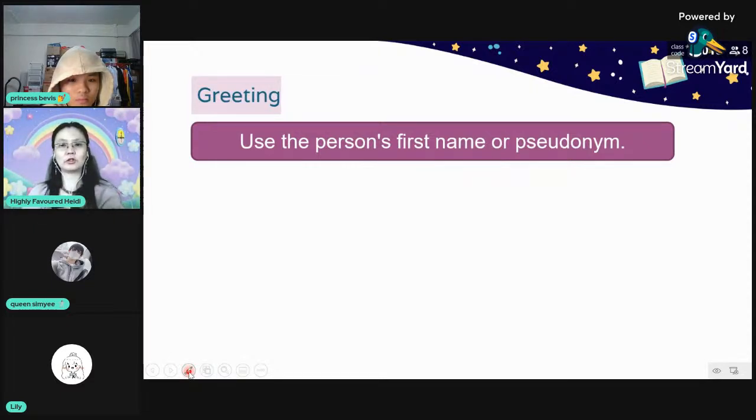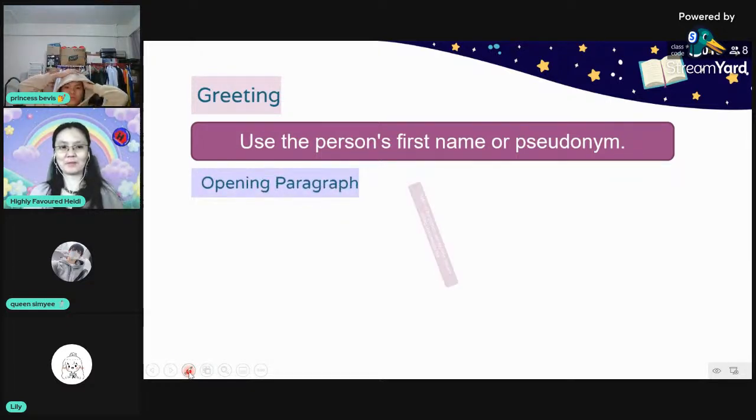Normally we say anonymous, right? Pseudonym means like Trouble Afan in Ipoh, or Trouble in Bidor, or something like that. These pseudonyms are allowed. So you can just say, dear Trouble. All right, so opening paragraphs.